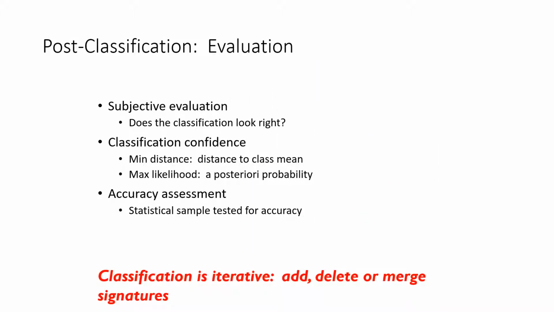After we do classification, we have to evaluate everything. Subjective evaluation: does it look right? We can look at our confidence as well. We can look at our accuracy assessments and look at the statistical sample and test it for accuracy. There's lots of different ways to do it. Again, just remember that classification is iterative. You've got to add and delete and merge your various signatures to get things to ultimately work out.